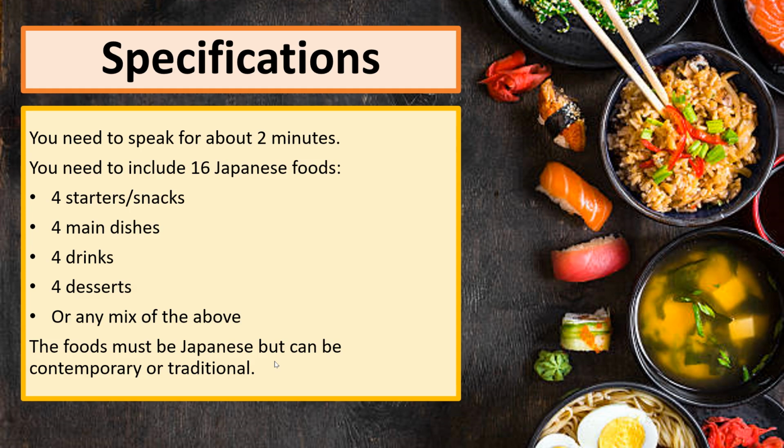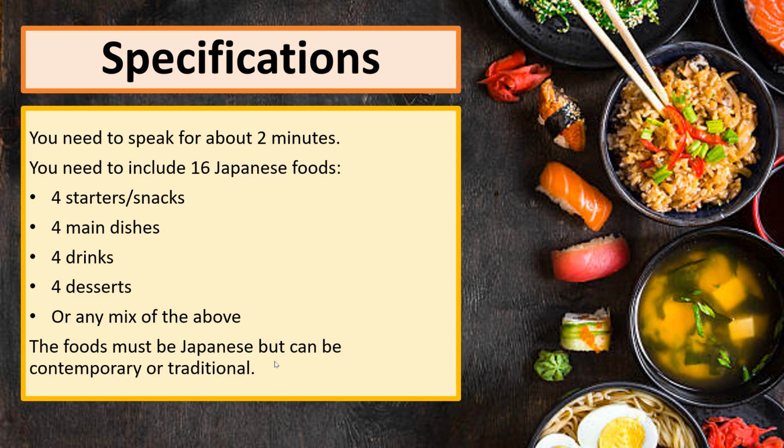So in terms of specifications, you need to speak for about 2 minutes. You need to include about 16 Japanese foods, but the 2-minute video timer is more important. So for example, if you do 4 starters and 4 main dishes and you've spoken for 2 minutes, then you don't have to worry about the drinks and desserts. So the 16 is just a rough guideline, especially if you are a fast speaker.